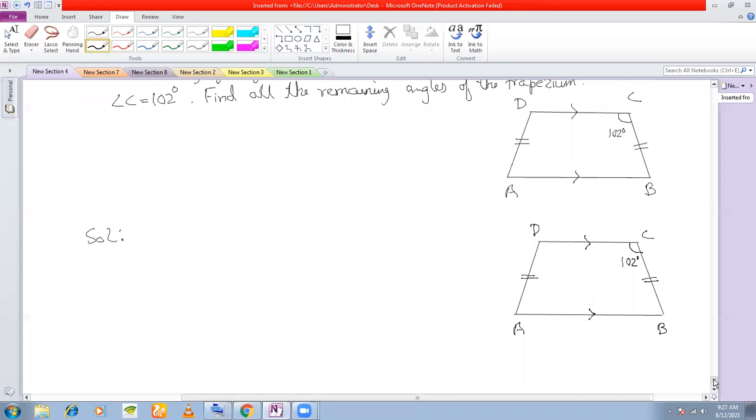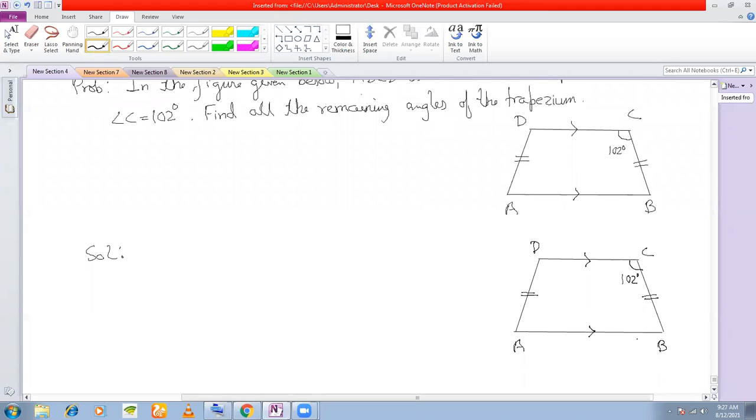First of all, you know that the base angles of an isosceles trapezium are equal. So therefore, if angle C is given to be 102 degree, this angle should also be 102 degree. Am I right? But you told that angle A and B are base angles. Yes, even C and D are base angles.